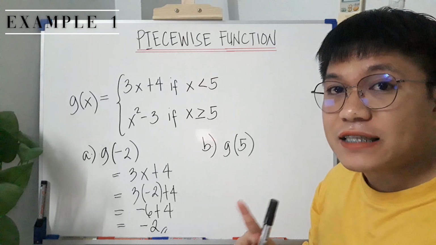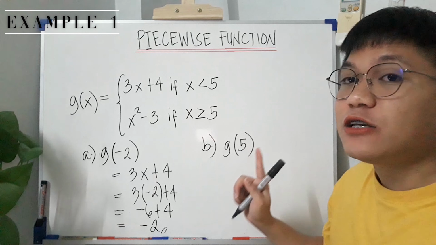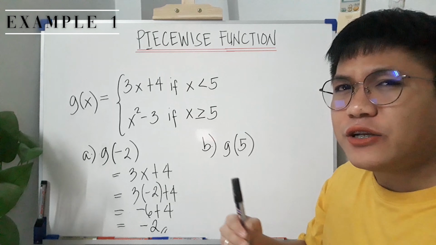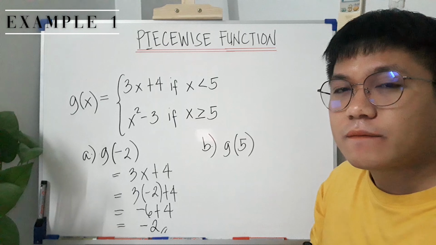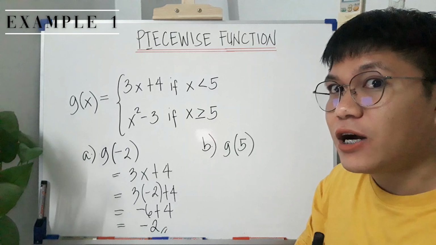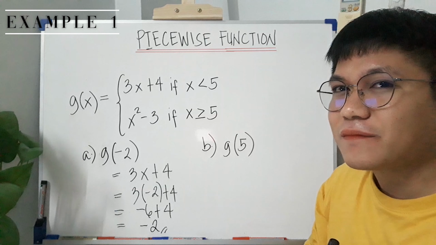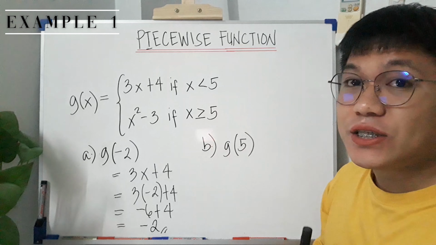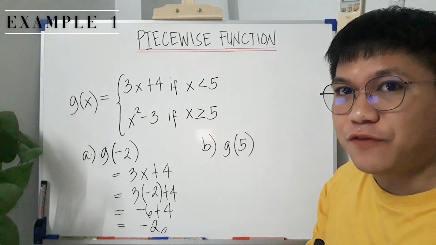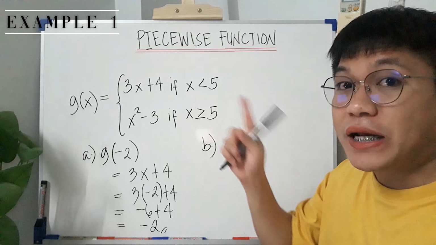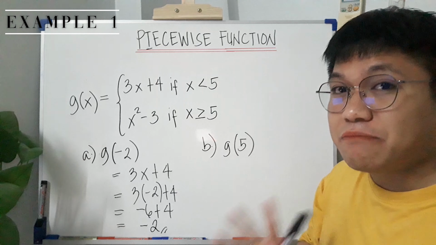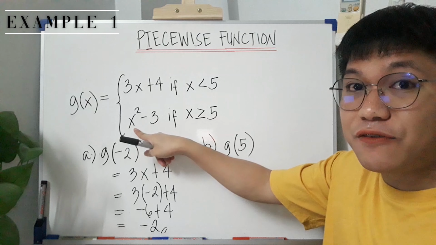Next, let's have letter B. Given the value of x, which is 5, we are going to evaluate g of 5. Now, where do you think 5 belongs? Is it from the first formula or the second formula? Correct. It belongs to the domain of the second formula, which is x is greater than or equal to 5. So that means we are going to use this formula.